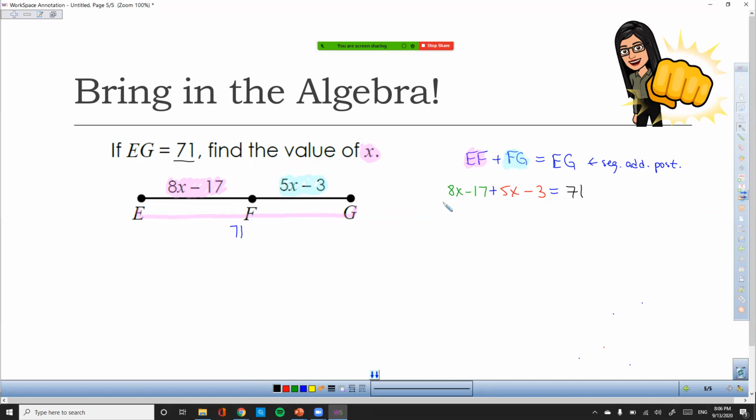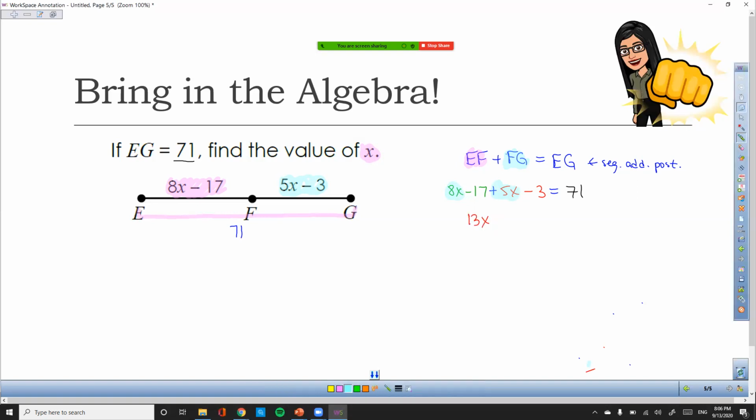So if they want me to solve for x, then from here, I just have to combine letters with letters, numbers with numbers. All right, so let's go ahead and start here. First, let's start with letters with letters. I have 8x plus 5x. How much does that give me? 8x plus 5x is 13x.